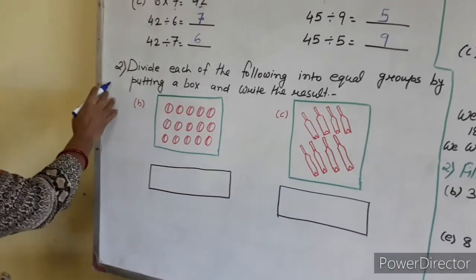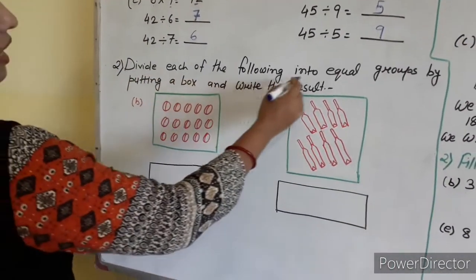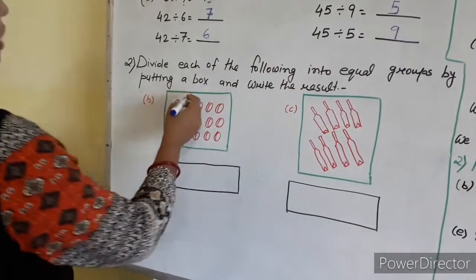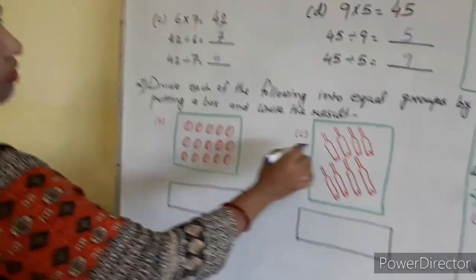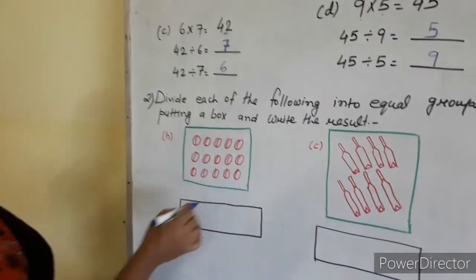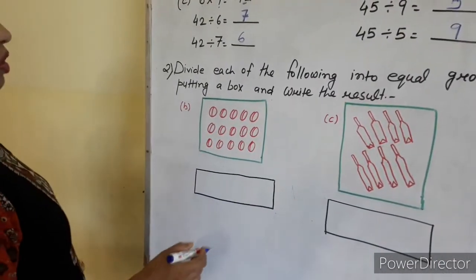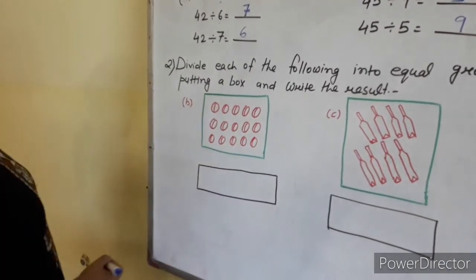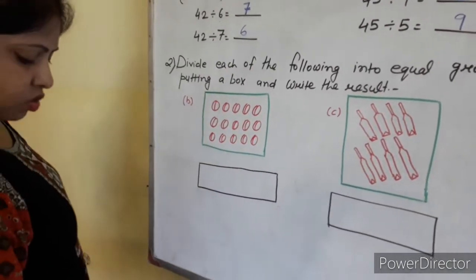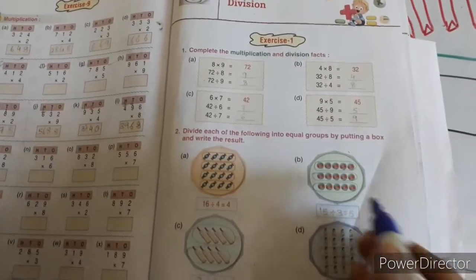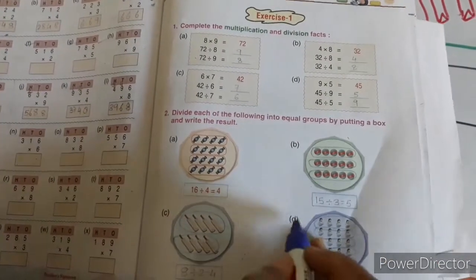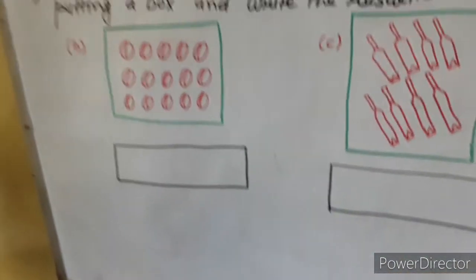Then in question number 2: divide each of the following into equal groups by putting a box, and write the result. Here some pictures are given, so you have to divide each picture into equal groups. Let's see how we will do it. The first one is already solved in your book. I am going to show you picture B, and C and D you have to do yourself.